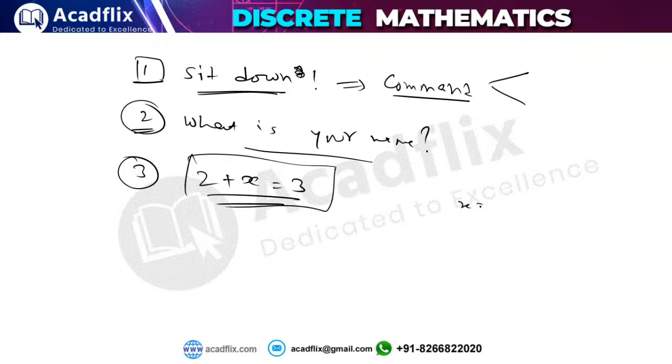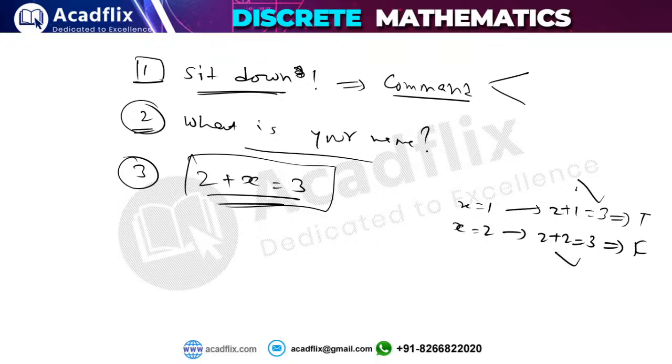If I give x equal to 1, then you will say that 2 plus 1 equal to 3. Now this is a proposition. This is a true proposition. If I give x equal to 2, then you will say 2 plus 2 equal to 3. Again this is a proposition, but this is a false proposition.